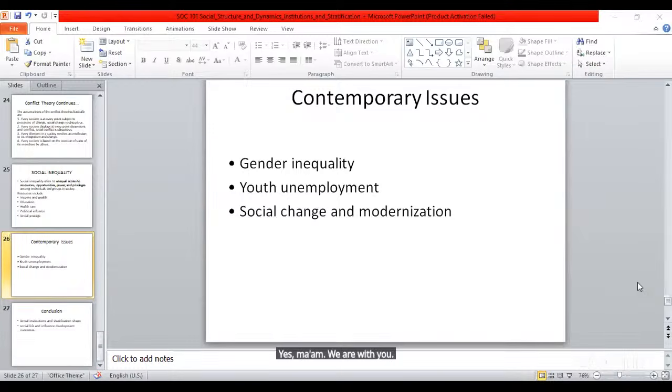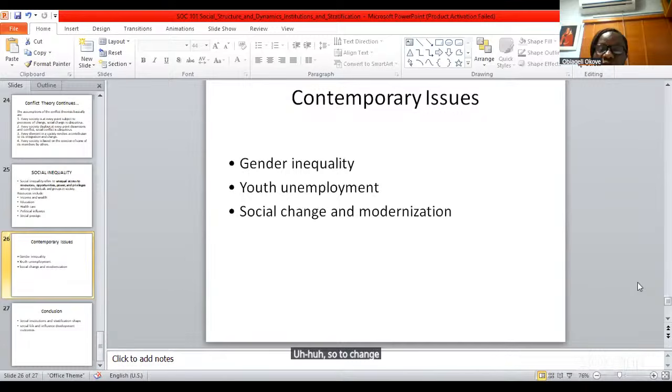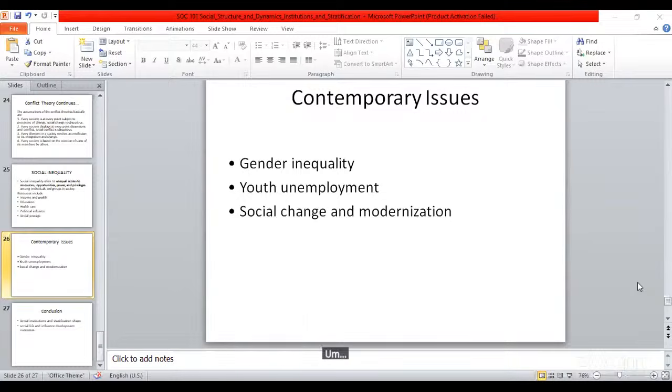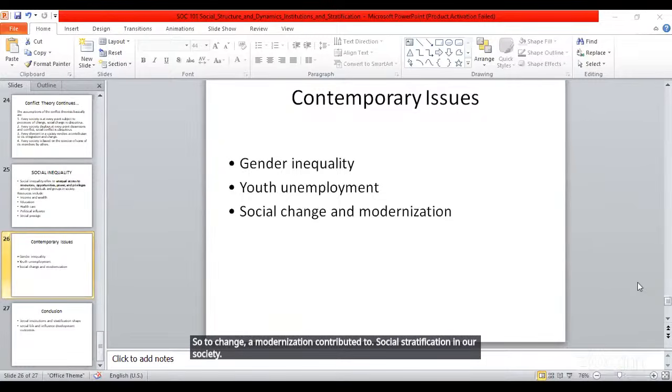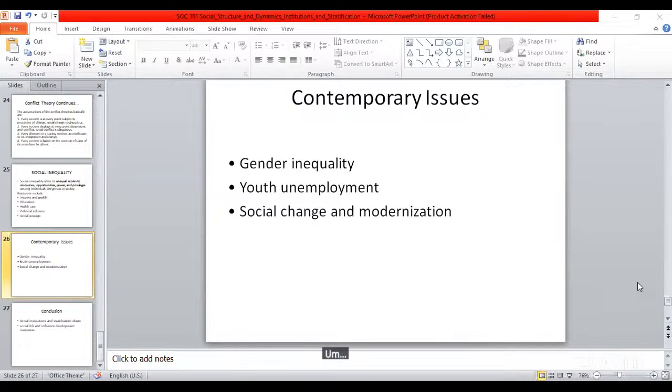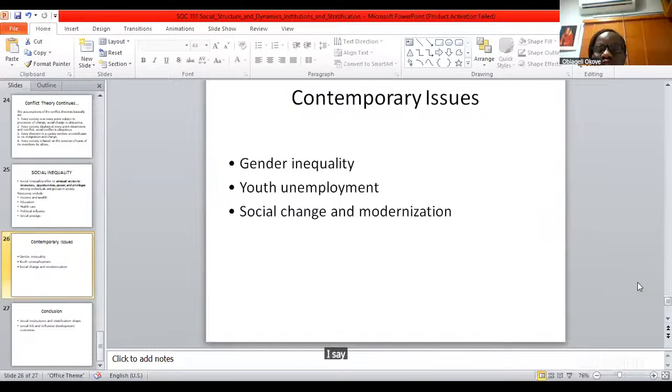How has social change and modernization contributed to social stratification in our society? Unequal access... Ma, can you repeat the question? I say, how has social change and modernization contributed to social stratification in the Nigerian society?